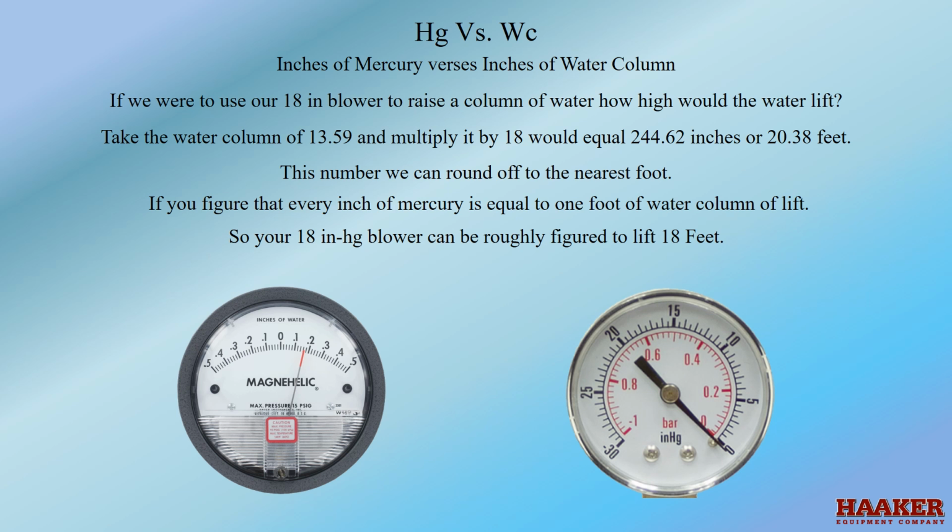Mercury versus water column. If we were to use an 18-inch blower to raise a column of water, how high would the water lift? Take the water column of 13.59 and multiply it by 18 inches, which equals 244.62 inches or 20.38 feet. This number can be rounded off to the nearest foot. If you figure that every inch of mercury is equal to 1 foot of water column lift, your 18-inch blower can be roughly figured to lift 18 feet.